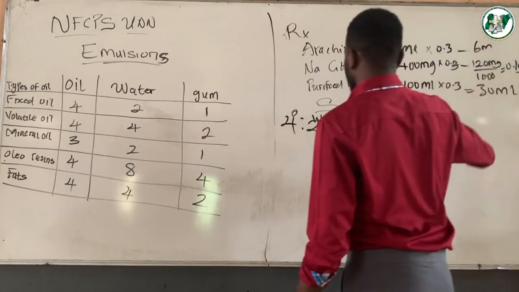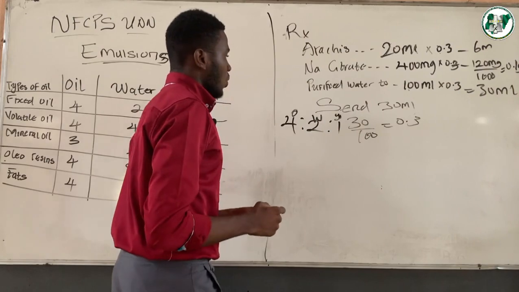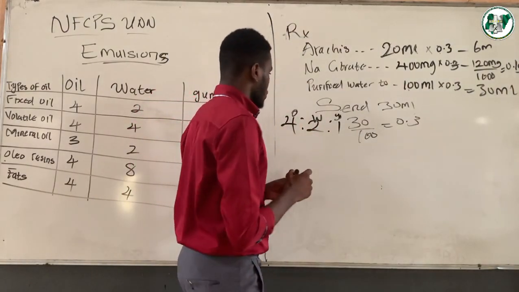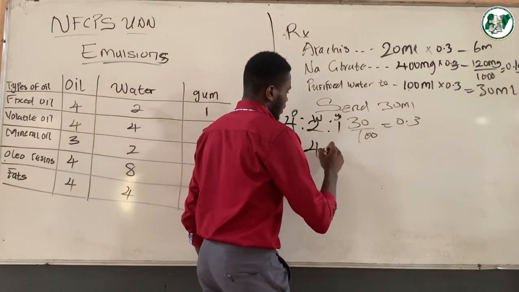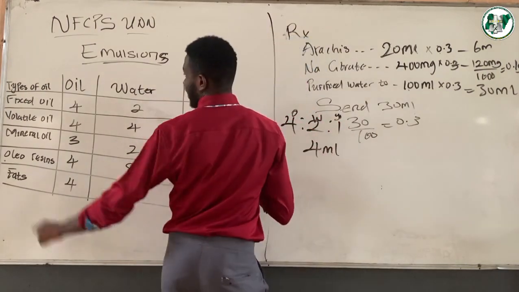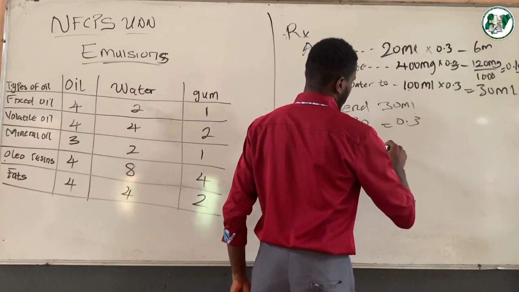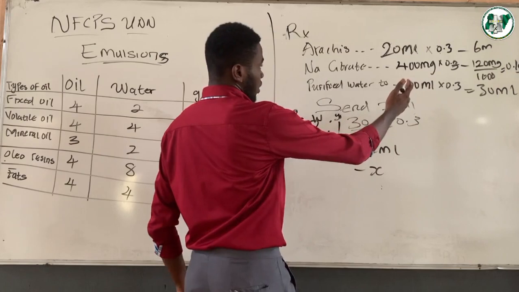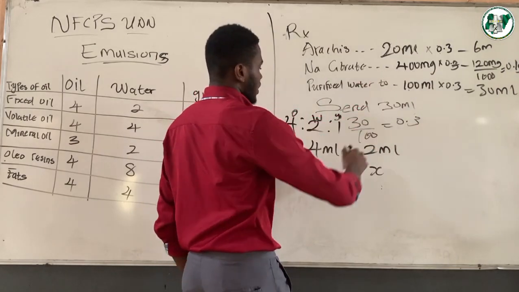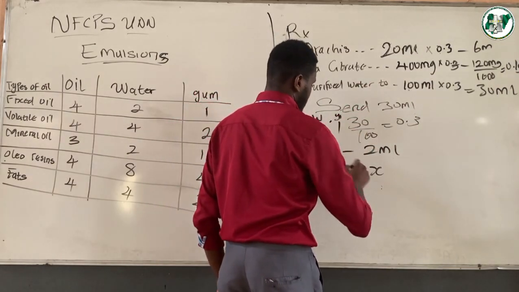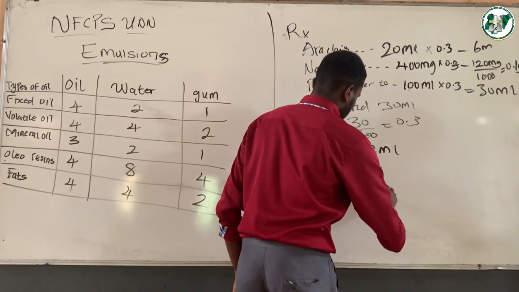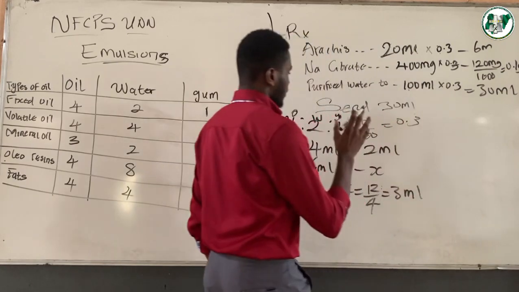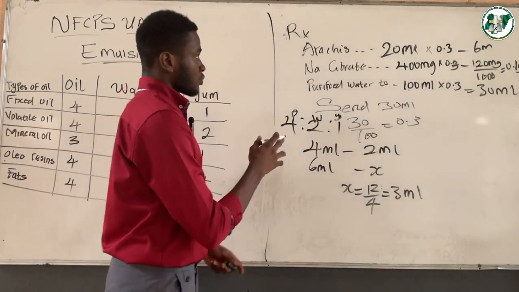Now, this is what we are working with. What we need is to get our volume of water that we are using for this emulsion. So since 4 ml of oil for a fixed oil should contain 2 ml of water, how many ml of water should be contained when our fixed oil is 6 ml, right? So when you cross multiply this, 12 divided by 4 will give you 3 ml. So we need 3 ml of water for this particular emulsion.